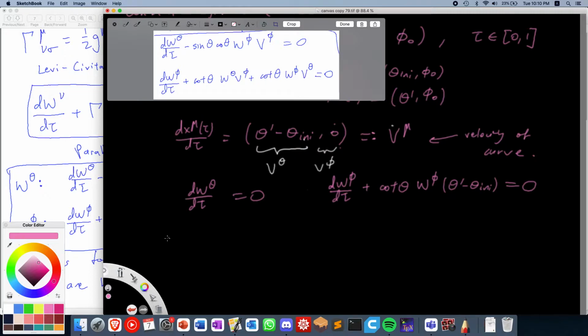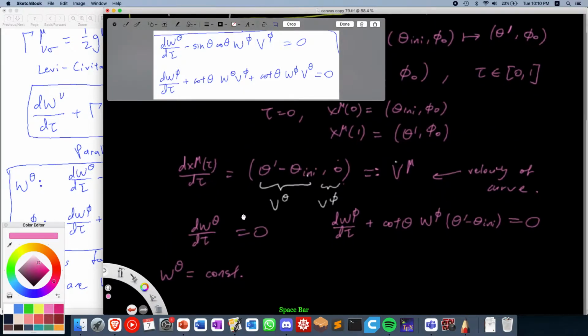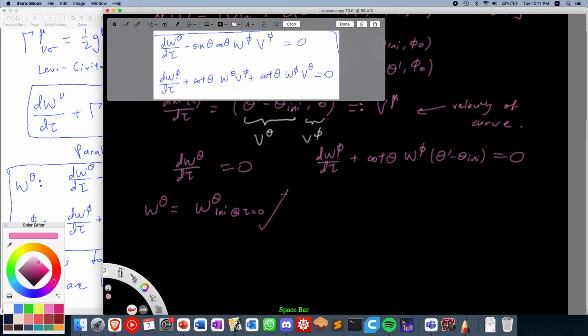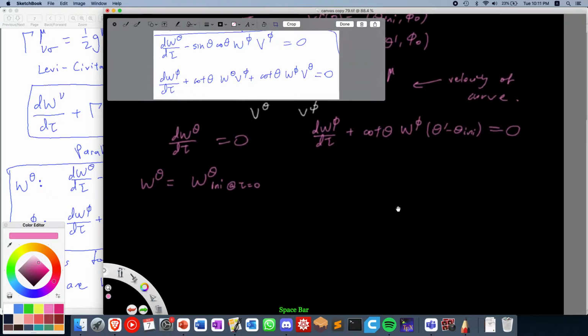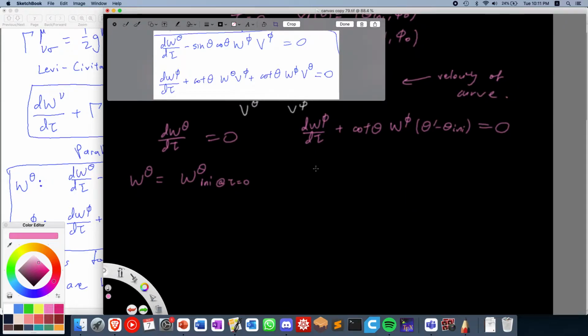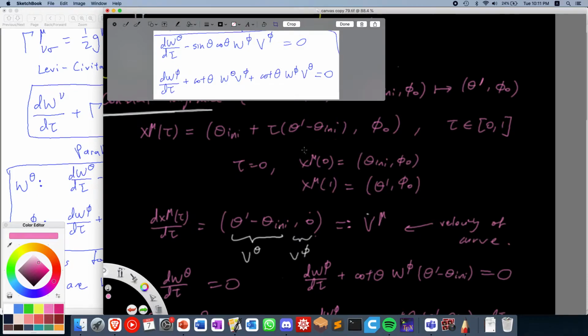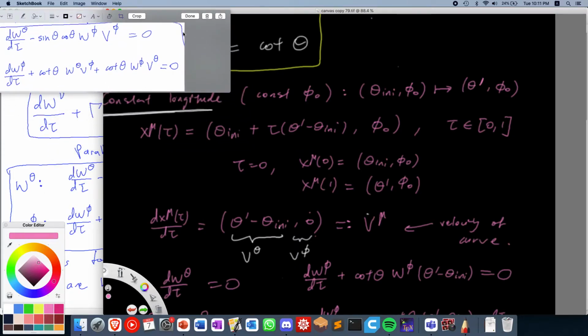Okay, so the first one is easy to solve. The differential equation says the derivative is just a constant, and since it must satisfy the initial conditions, it will just be whatever initial value it is, this one at tau equals 0. Okay, so this is done. And now what's the second one? Turns out this is a separable differential equation, so minus cotangent. And what is theta in terms of phi? Theta in terms of phi is actually this thing. So what is theta in terms of phi?